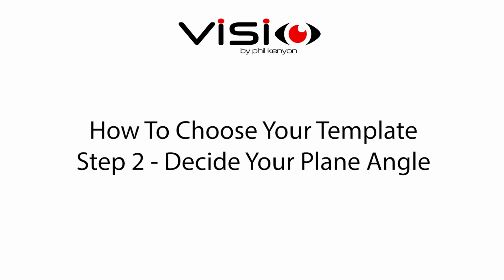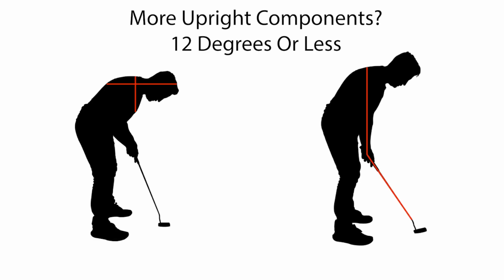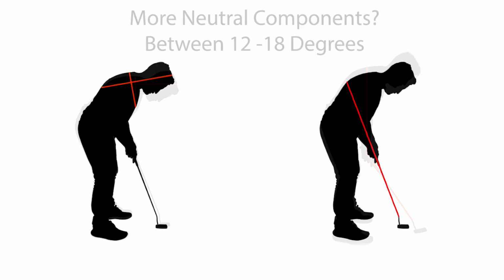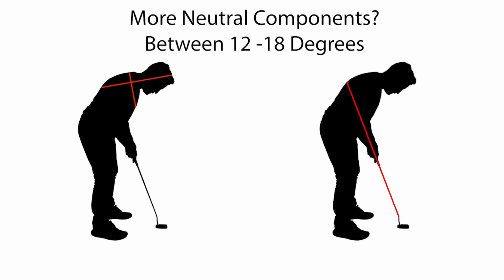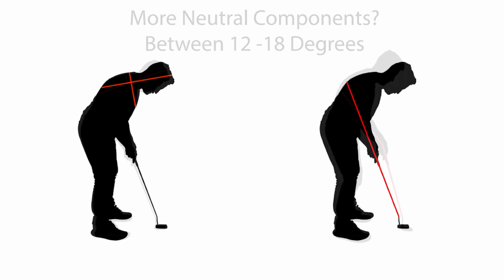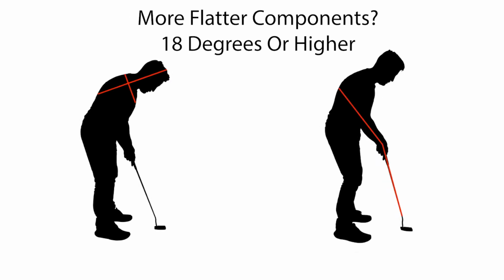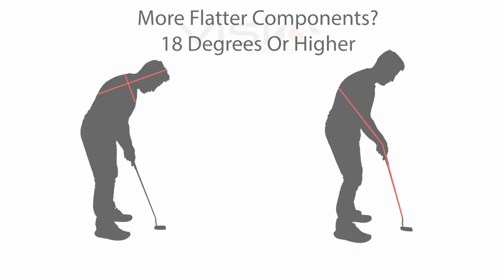Step 2. Decide your plane angle. Consider your posture and arm position. Do they produce more upright components? Then consider a plane angle of 12 degrees or less. Are they neutral? Then consider a plane angle between 12 degrees and 18 degrees. Do they produce more flatter components? Then consider a plane angle of 18 degrees or higher.